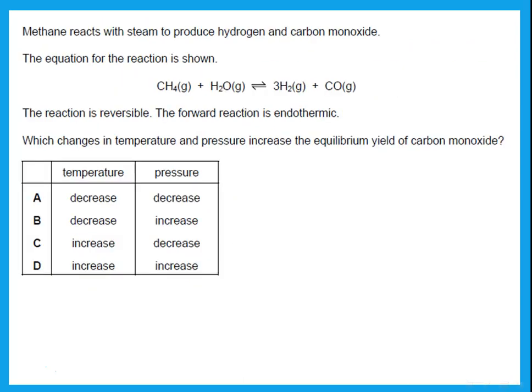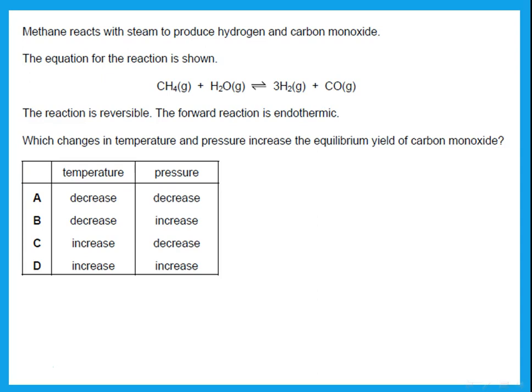Okay, methane reacts with steam to produce hydrogen and carbon monoxide. The equation for the reaction is shown, and he's saying the reaction is reversible, okay, and the forward is endothermic. Okay, so he says the forward reaction here is endothermic. Now, which changes in temperature and pressure will give you more carbon monoxide? Will increase the yield, means it will give more mass of carbon monoxide.